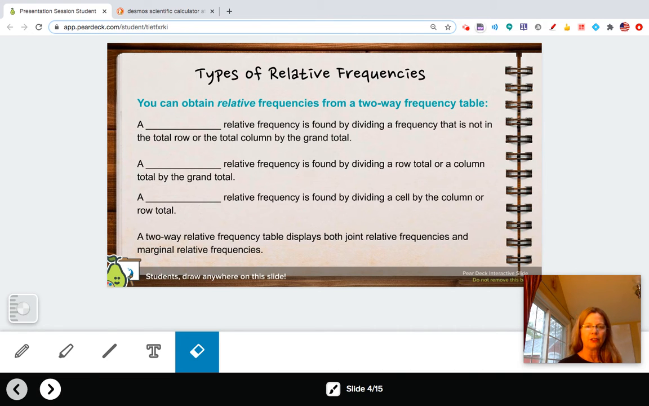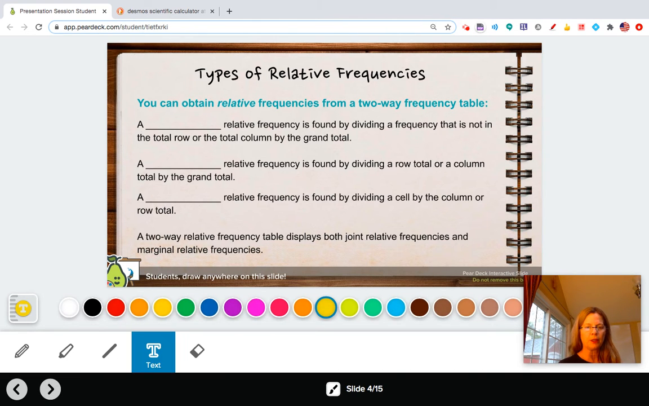So these are some definitions, some types of relative frequencies. We're going to start with a joint relative frequency, which is found by dividing a frequency that is not in the total row or total column by the grand total. So I kind of think of this as an individual cell amount. When you divide that by the grand total, that's called the joint relative frequency.